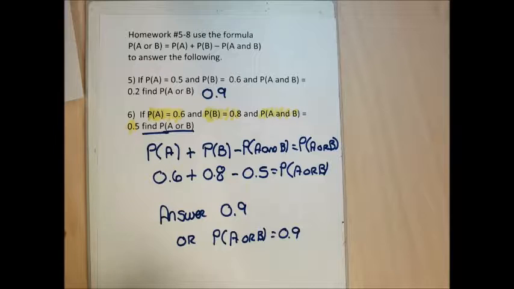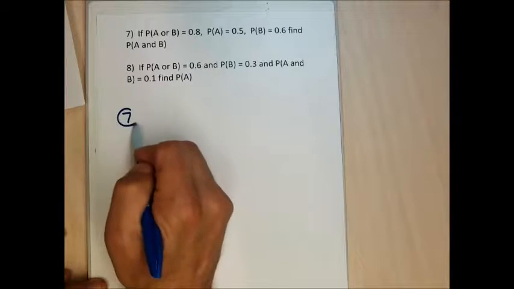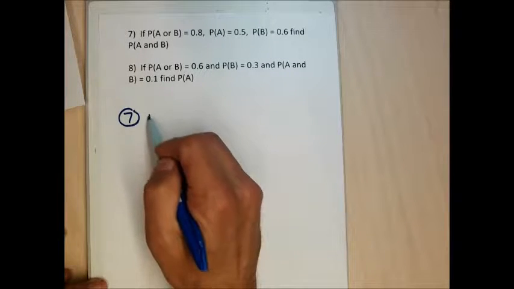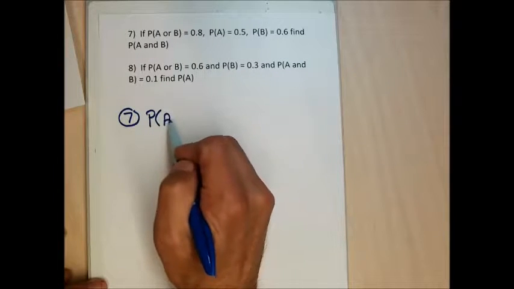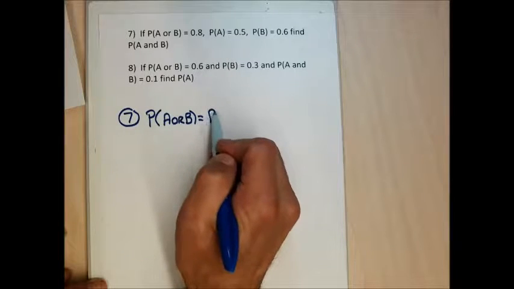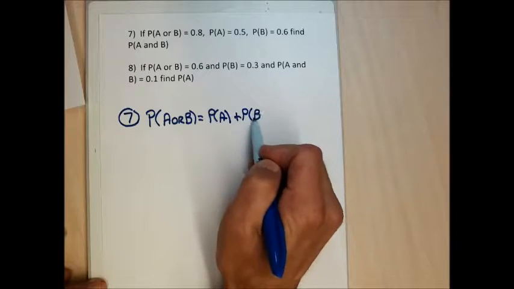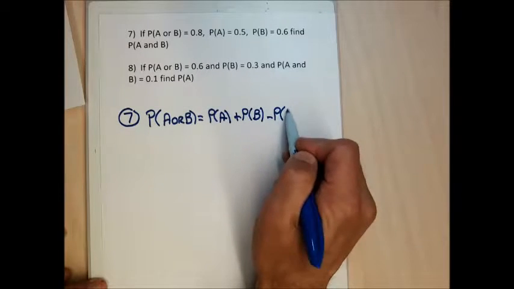7 and 8 are similar, but a little bit harder. 7 and 8 want us to find different items. I'll work through 7 with you because it's a little different than 8. So 7, I'm going to use the formula, let me write it in a regular way, that the probability of A or B equals the probability of A plus the probability of B less the probability of A and B.